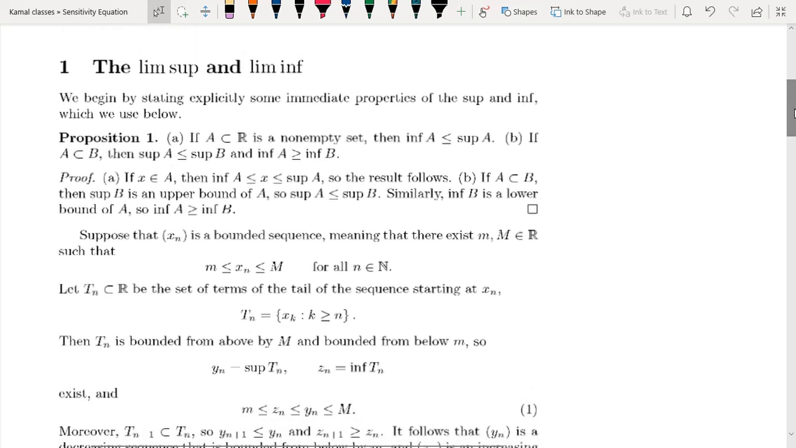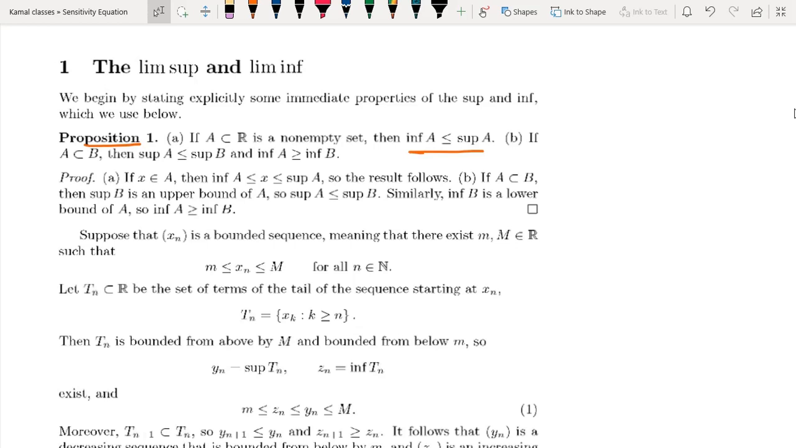Yes, sir. So in this proposition, first they are saying that A belongs to R, and suppose A is a non-empty set. It means inside the set I have some element. Now it is possible to show that infimum of A is less than or equal to supremum of A. It might be that if I have only one element inside the set, then infimum and supremum are equal. So equality is also okay. Does anyone have confusion on this?